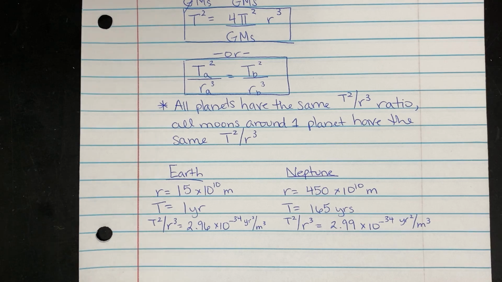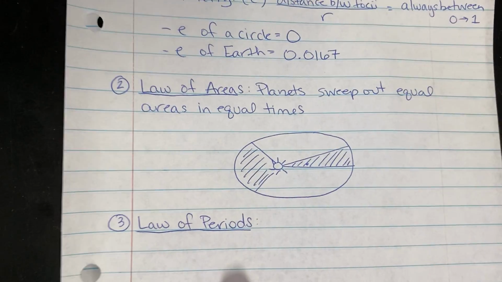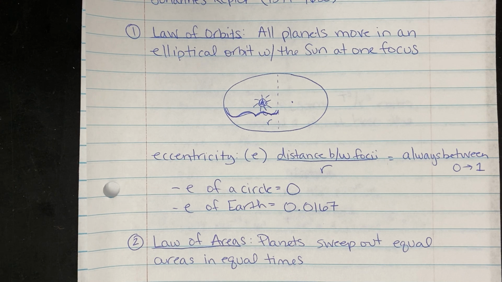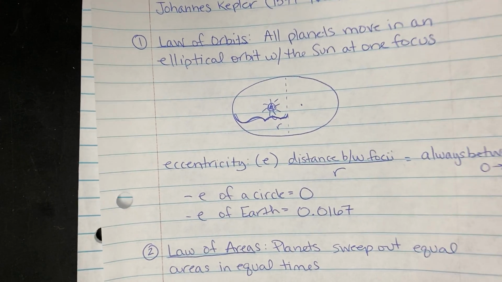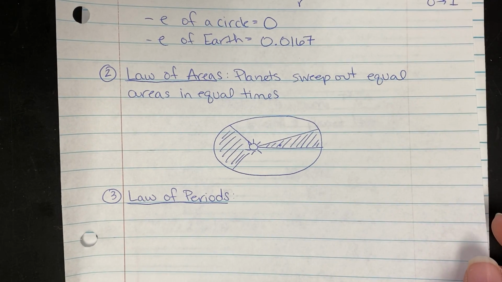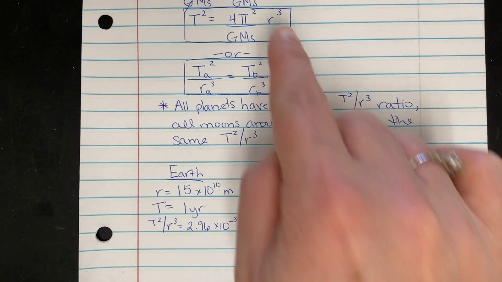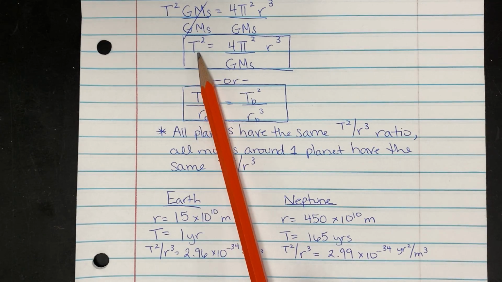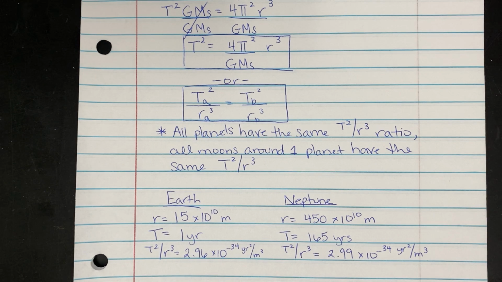Hopefully you're good with Kepler's 3 laws, so let's just do a quick recap here. The first one is the law of orbits, saying that all planets move in elliptical orbits. Okay, totally not circular, but pretty darn circular. We have the law of areas, that planets sweep out equal areas in equal times, and our law of periods, which says that the period, or T squared, is equal to 4 pi squared over G M_S times r cubed, or T squared over r cubed equals T squared over r cubed.